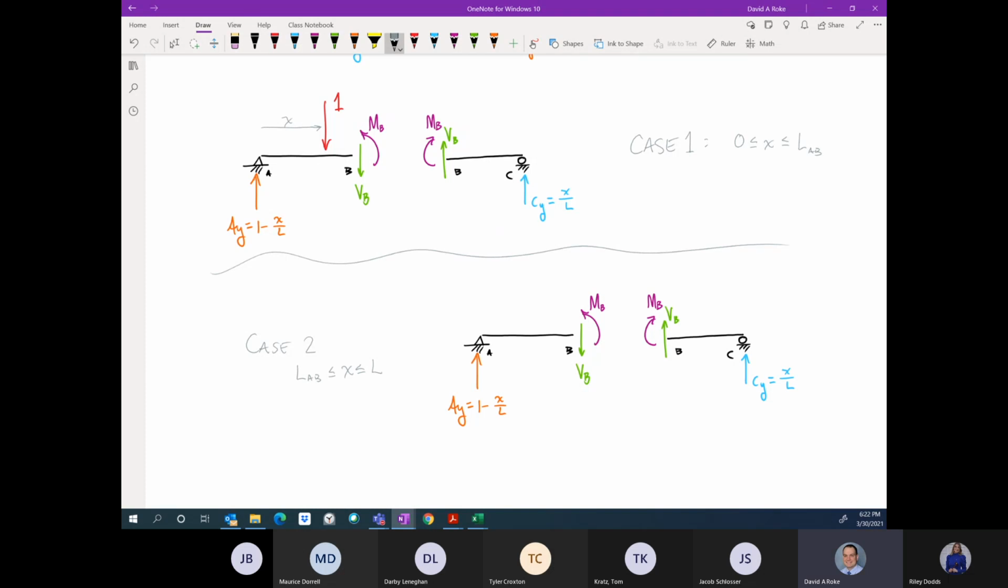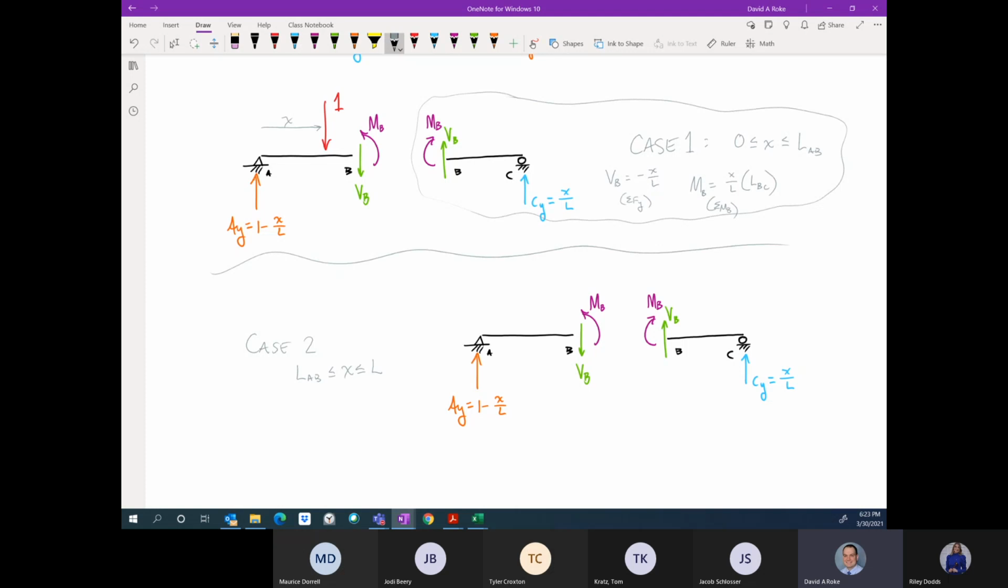And conveniently, I can solve for VB readily. Right? Vertical equilibrium. I can solve for MB is equal to x over L times LBC. Right? It's just from equilibrium. So this is sum of the forces in the y direction. This is sum of the moments about point B equal to 0. Great.